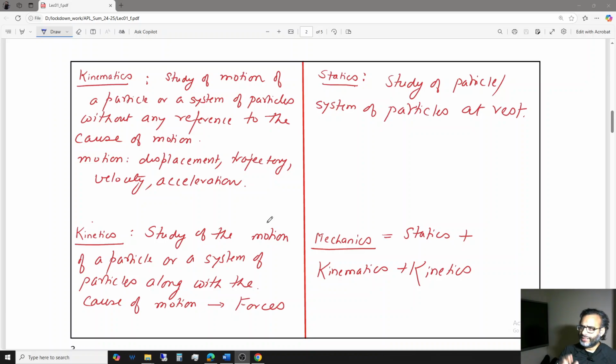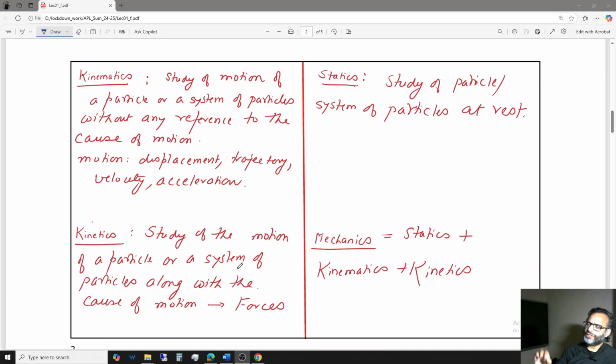Whereas kinetics is the study of motion of a particle or a system of particles along with the cause of motion. So you also study forces, the relationships that exist between the forces that act on a body or a particle and how that force translates into the motion of the particle or the body. That is kinetics. In some books, kinetics is also called dynamics.